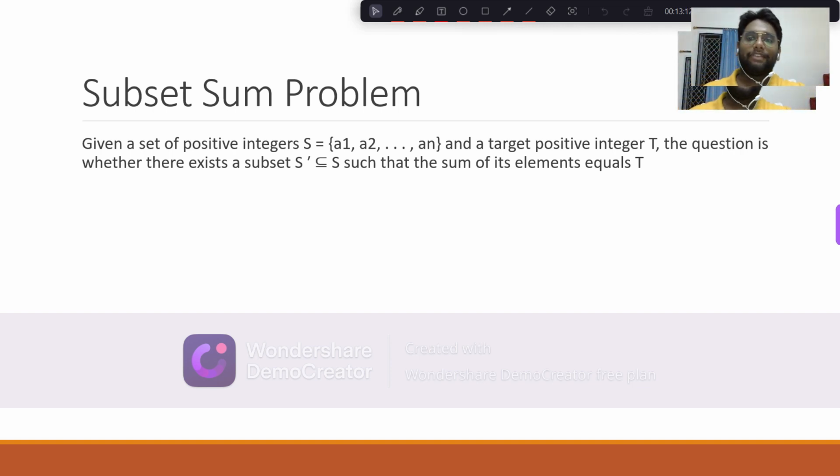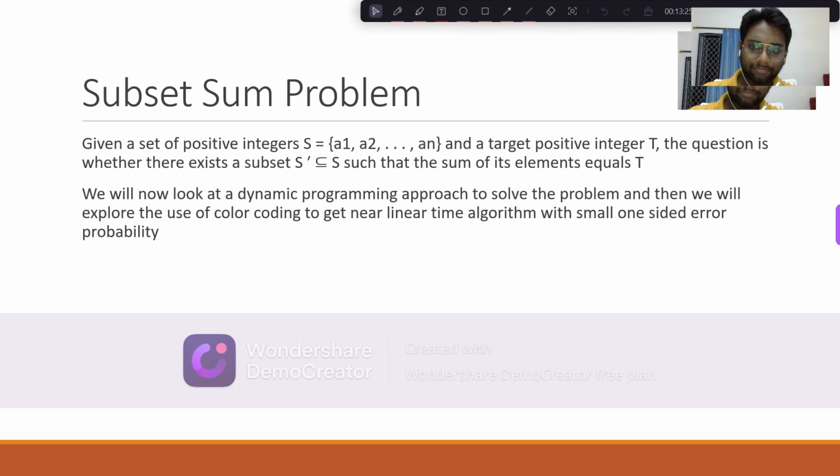So let's go to the problem definition first. The problem definition says that if we have a set of positive integers and a target sum t, can we find a subset of that set whose summation is equal to t? There is a dynamic programming way of solving this problem, which is pretty straightforward, with a time complexity of O of nt and a space complexity of also O of nt. Along with that, we'll see a randomized algorithm based on color coding, which makes it a close to linear time algorithm with O of n plus t, with a very small one-sided error of delta.